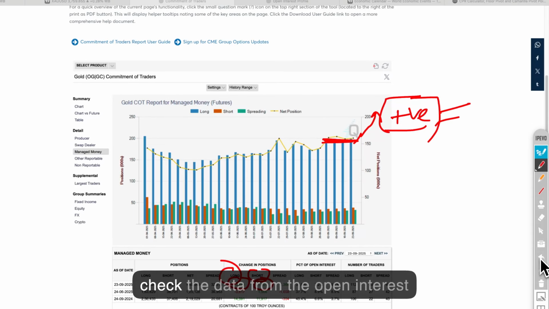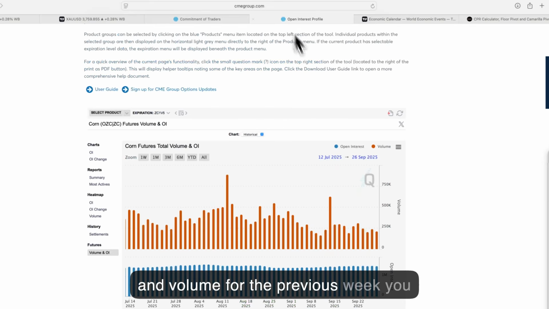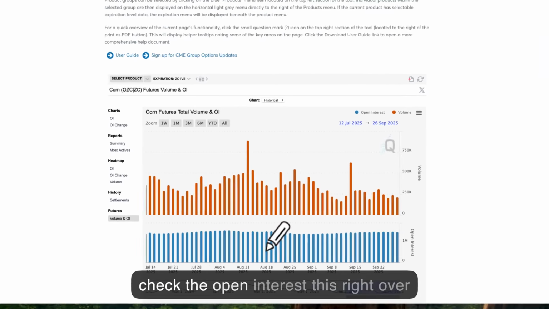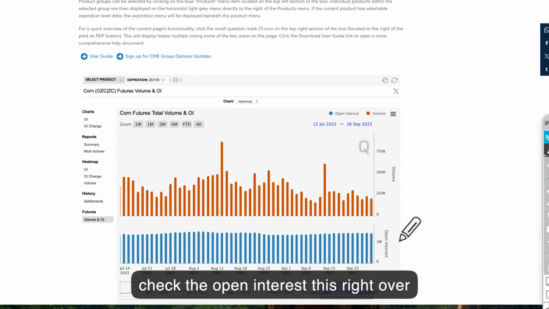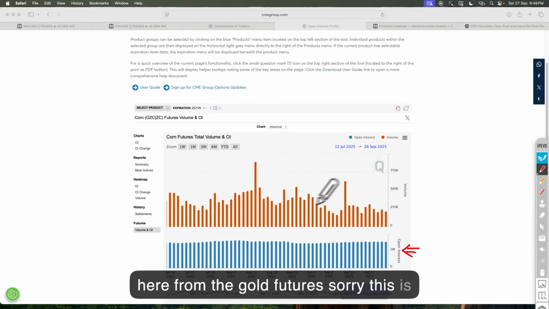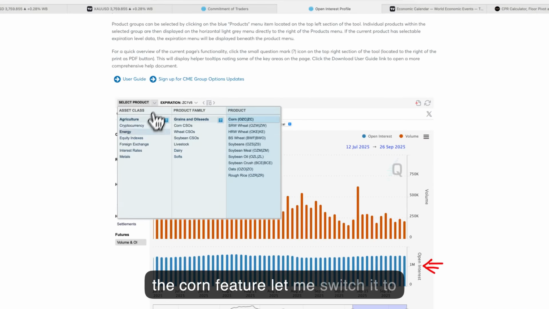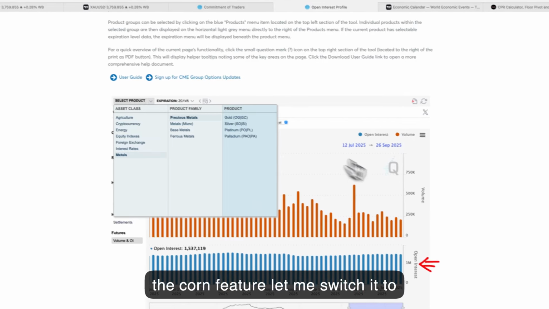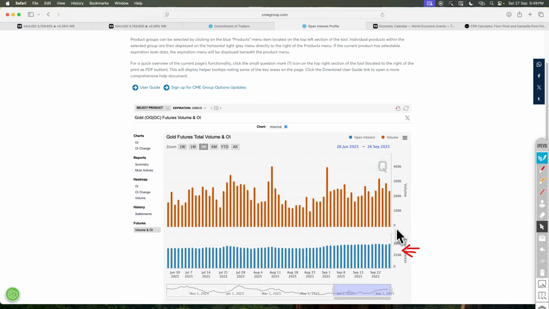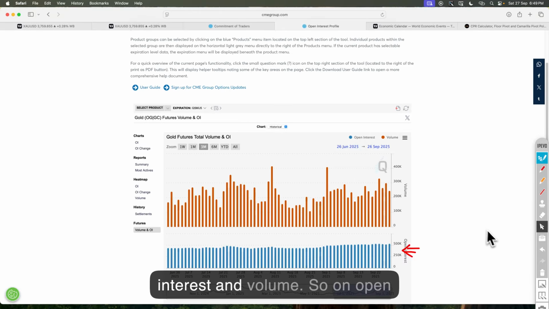Now let's check the open interest and volume data for the previous week. If we check the open interest right over here from the gold futures, sorry, this is the corn future, let me switch it to gold futures. This is the data from the gold futures open interest and volume.